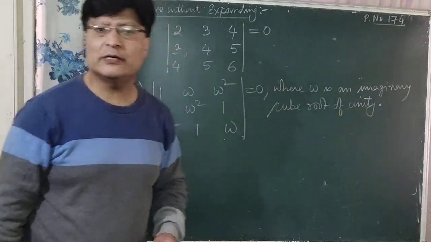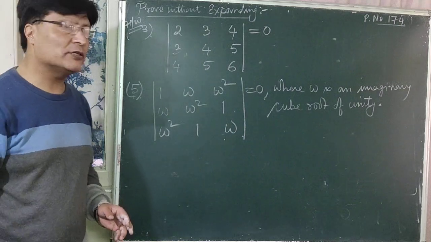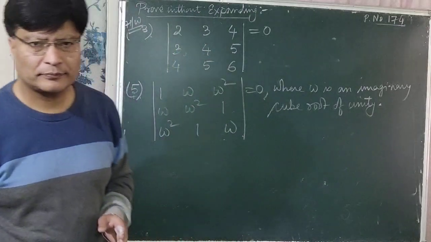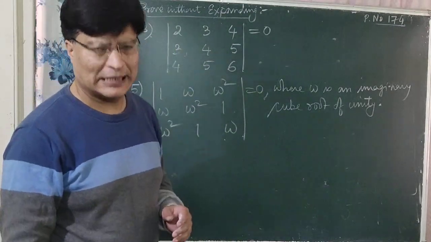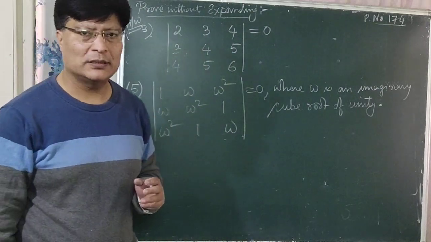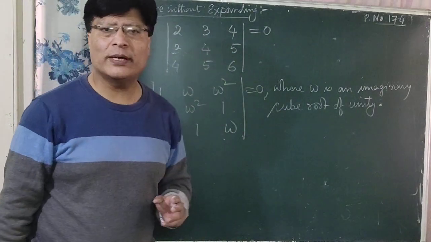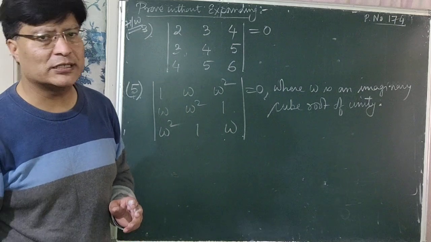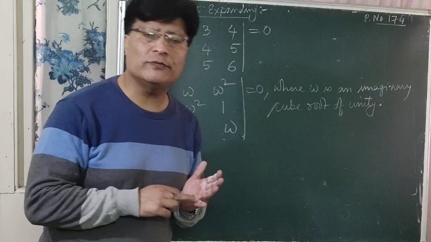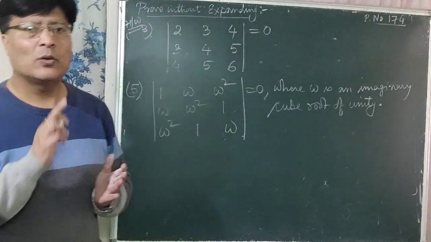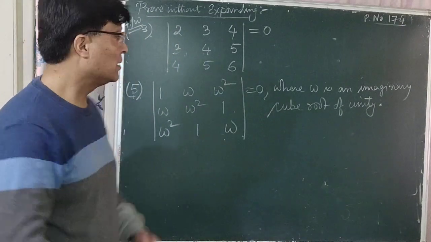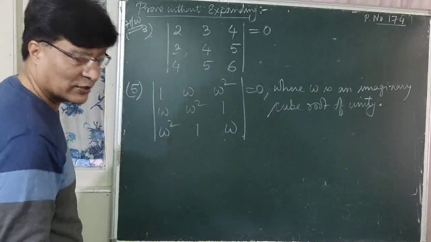What is omega given here? Omega is an imaginary cube root of unity. So you know what is omega. You have done it in class 11 while doing the chapter complex numbers, right? So if omega is an imaginary cube root of unity, you can write down that there are two formulas. One is omega cube is equal to 1 and 1 plus omega plus omega square is equal to 0, right? So let us write down this condition first.